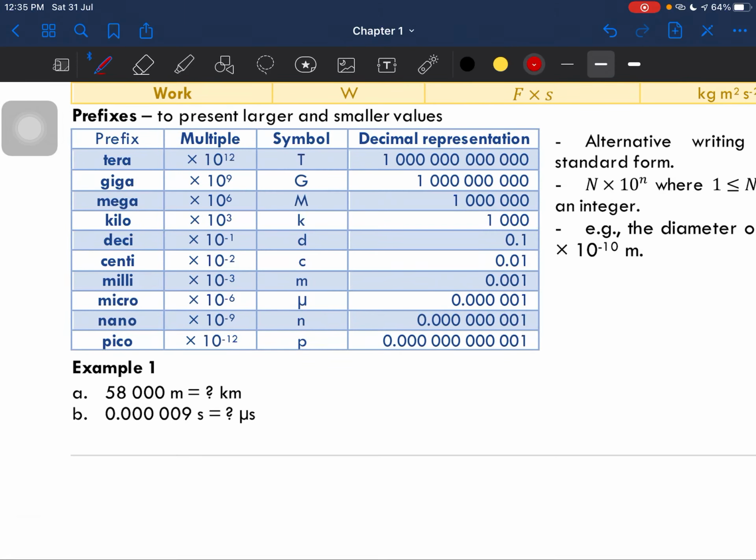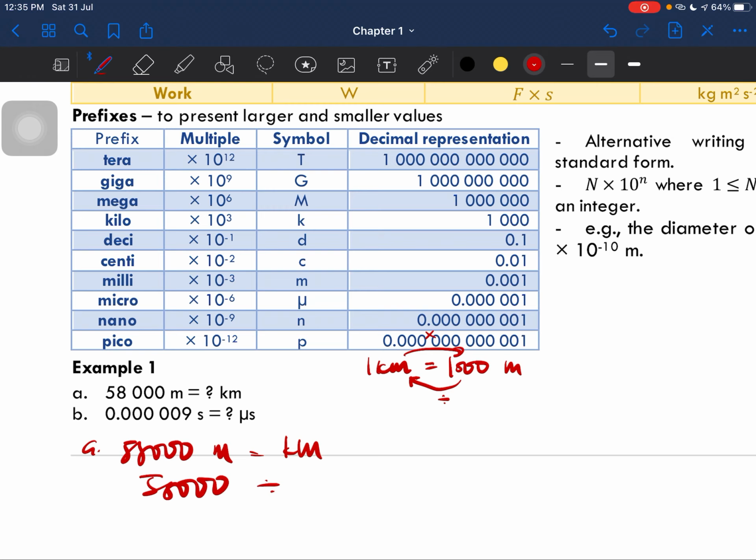Alright, so example 1. 58,000 meters, we have to change it into kilometers. Okay, so we know that 1 kilometer is equal to 1000 meters, right? And to change from kilometer to meter, we have to times it, and the other way around, we have to divide it. Okay, so this is my tip, okay?